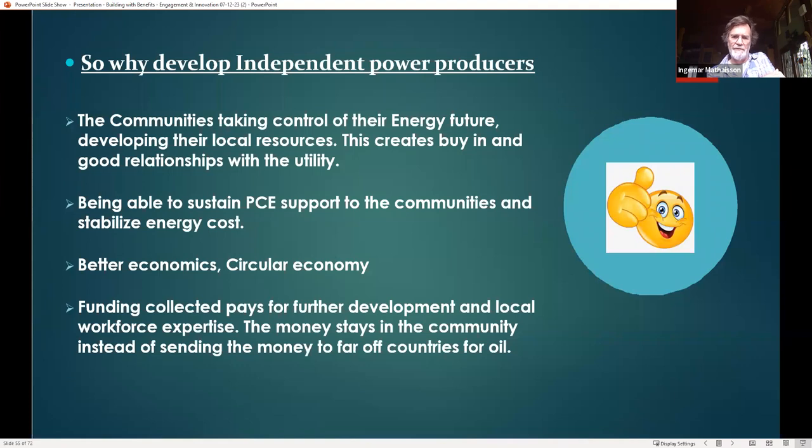It's better economics, a circular economy, and the funding collected pays for further development and local workforce expertise, and the money stays in the community instead of sending the money to far off countries for oil.